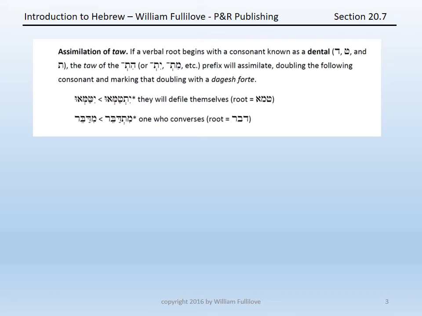Second, we come to the assimilation of tav. Three consonants in Hebrew are known as dentals: dalet, tet, and tav. They're called dentals because they are said with the teeth. In these three cases, if the tav of the hit pa'el prefix, whether as hit, yit, mit, etc., comes before a dental, the tav will assimilate, doubling that following dental consonant and marking that doubling with the presence of a dagesh forte.